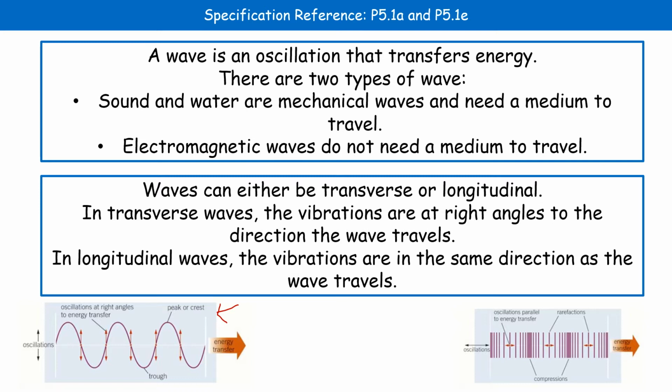If we go back to the one on the left in our transverse waves, notice how we basically have peaks and troughs. So the high point is the peak, the low point is the trough.